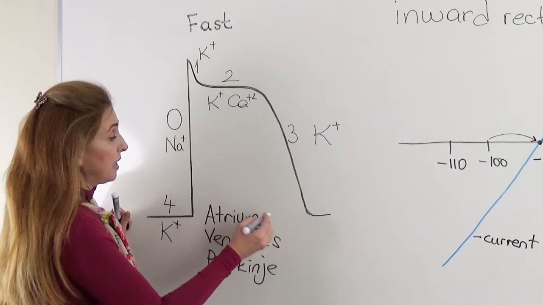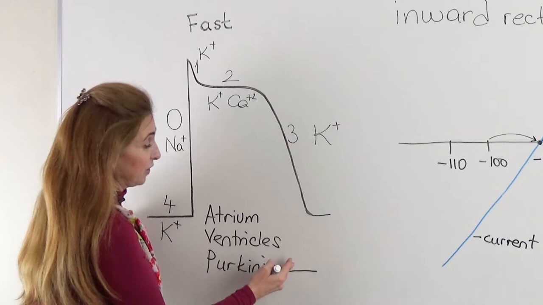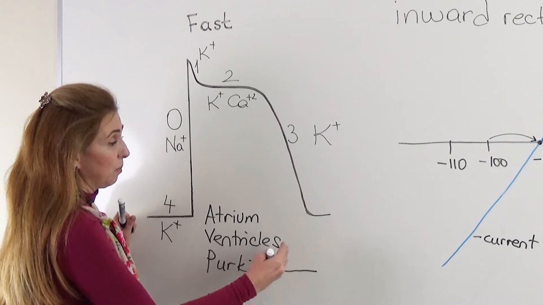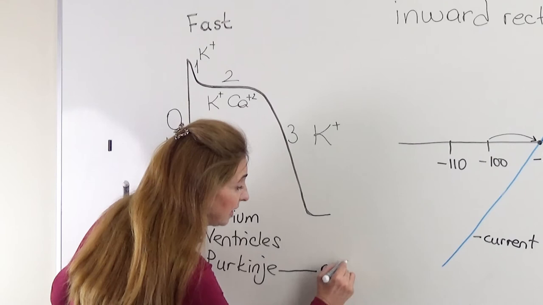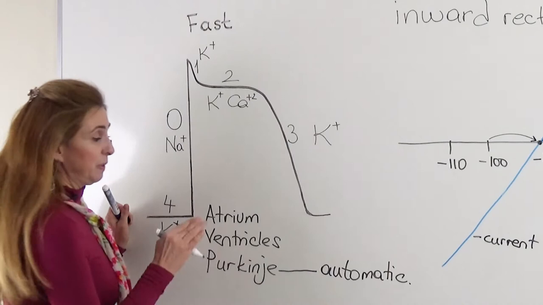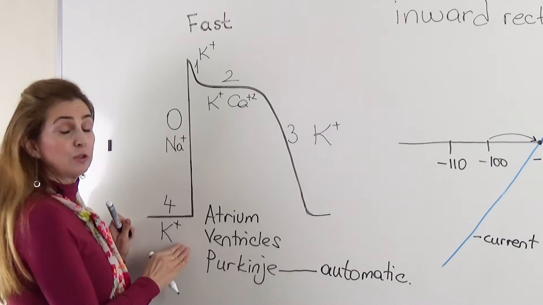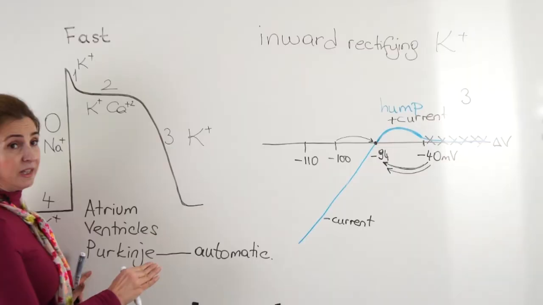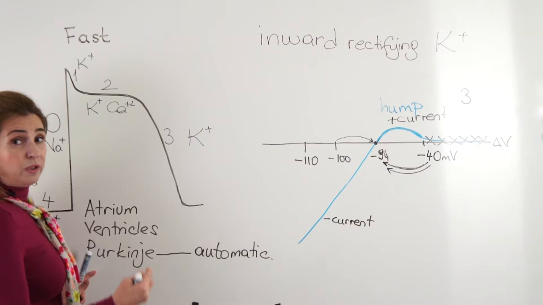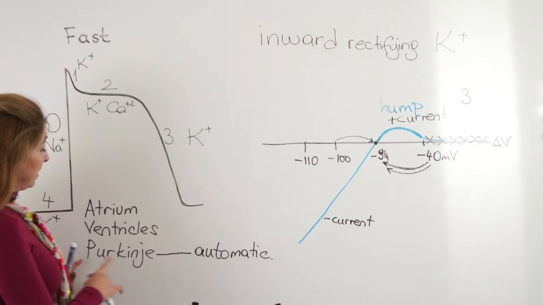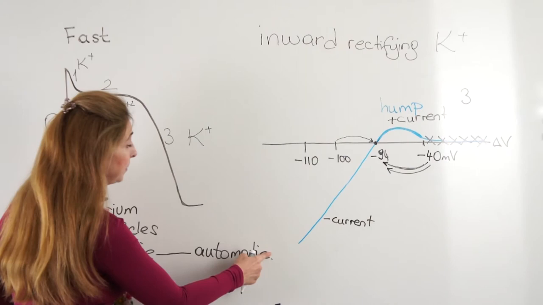Purkinje is a little bit different from the others because, as we will see when we move on to the slow wave potential, Purkinje has a possibility of producing automatic action potentials. Although the action potential in Purkinje cells is similar in shape to the ones in the atria and the ventricles, Purkinje has some properties that are common with the nodal cells in the sinoatrial and atrioventricular nodes. Purkinje can turn into an automatic cell, which is going to be explained later.